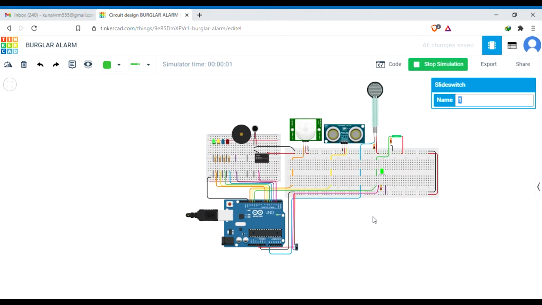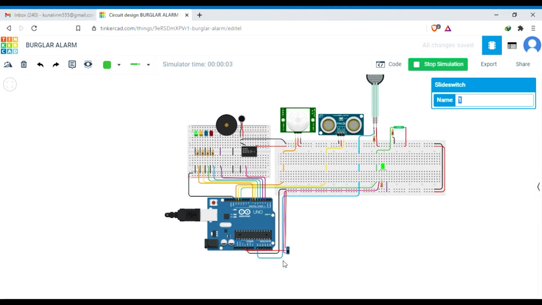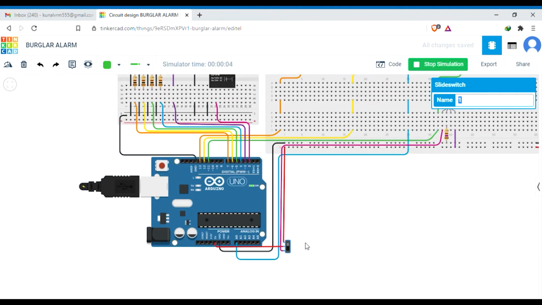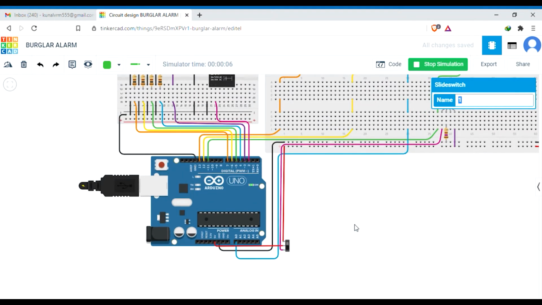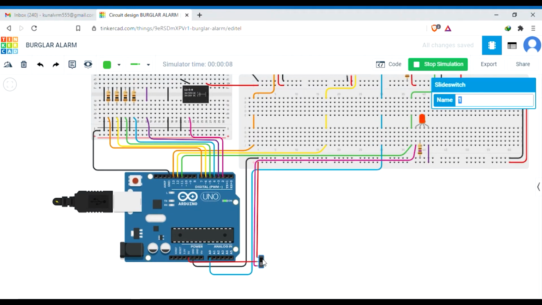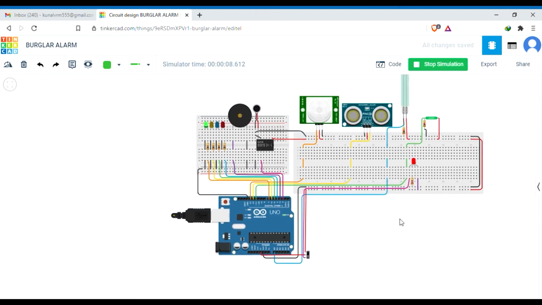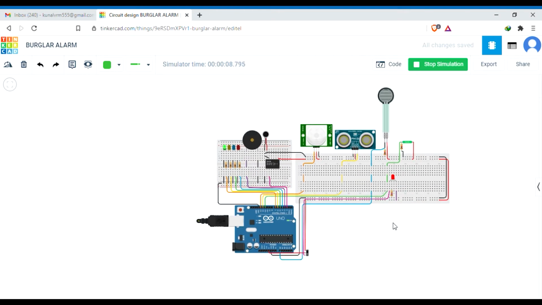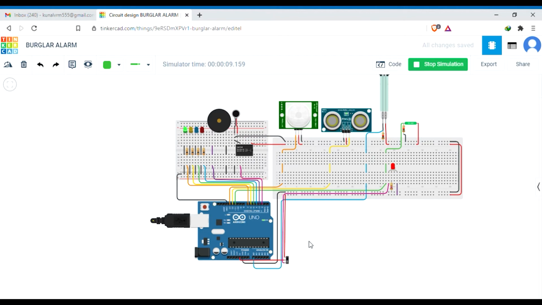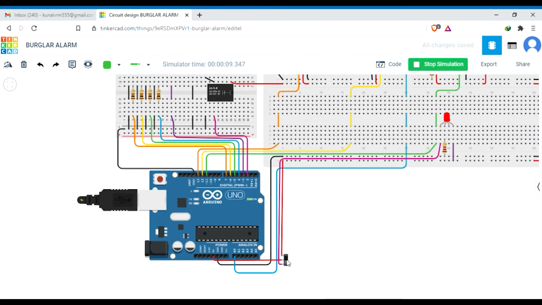We also have a main switch over here for the whole system, which when turned off will make this light red, which indicates that this whole system is turned off and inactive. But when it is turned on, the light will turn green, indicating that the system is deployed, the alarm is deployed.